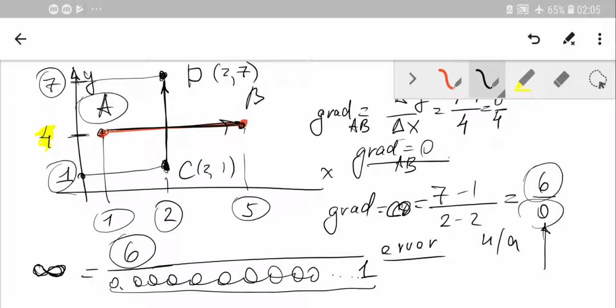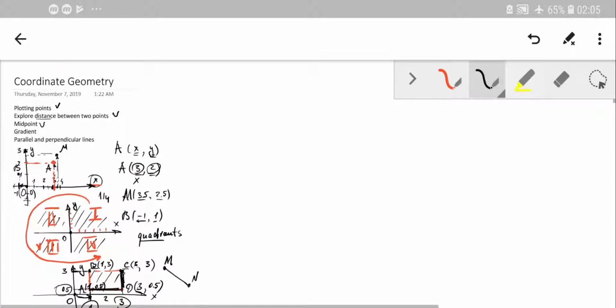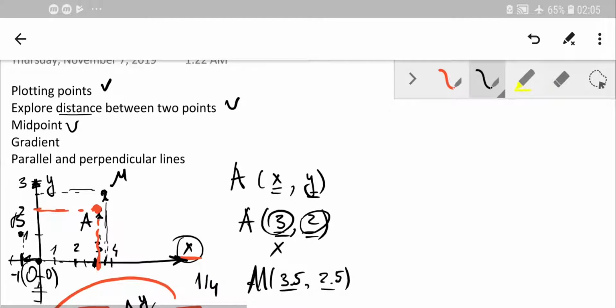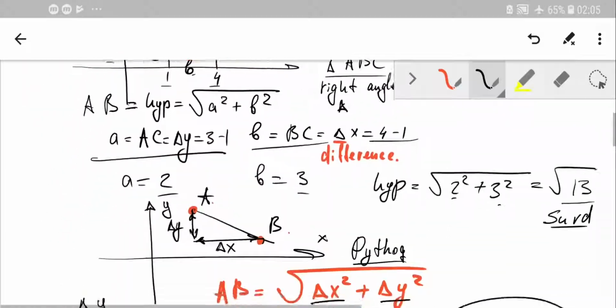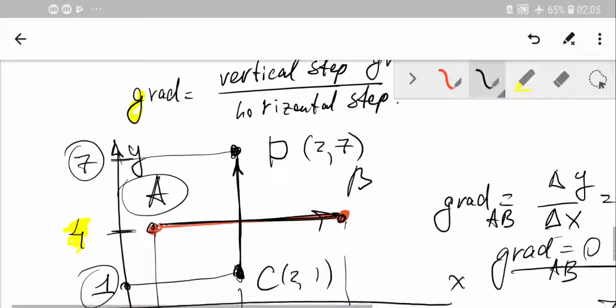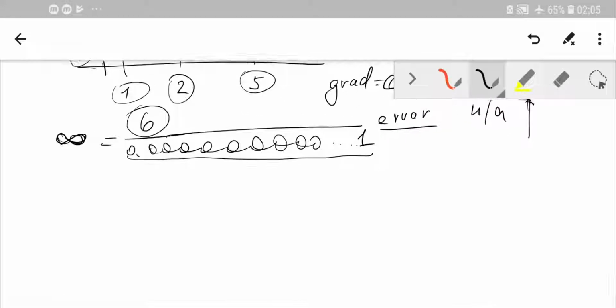So yeah, I think that we discussed the idea of the gradient. So we can mark it as done. The final topic is about parallel and perpendicular lines. Okay, I'll just show you very quickly and we finalize.